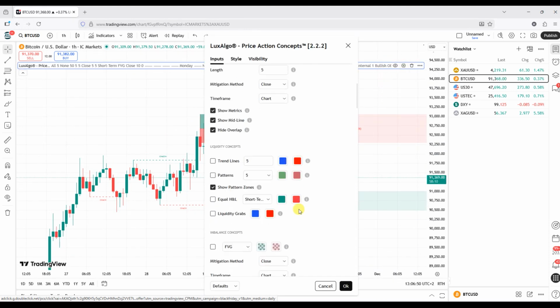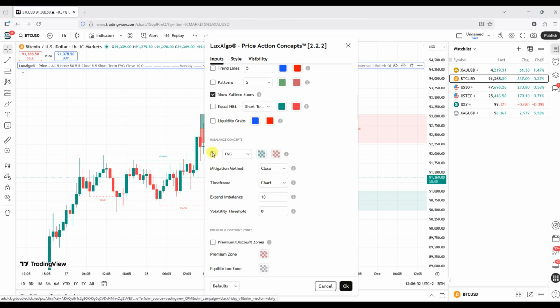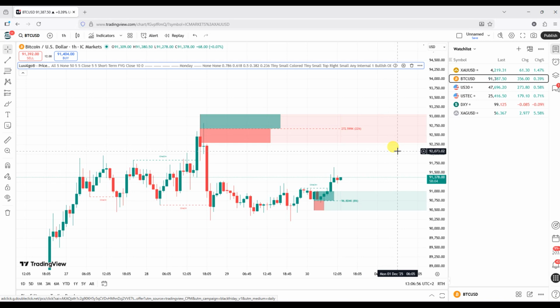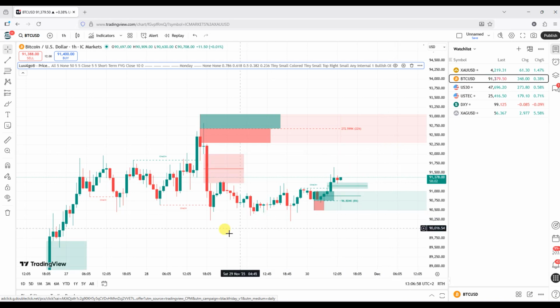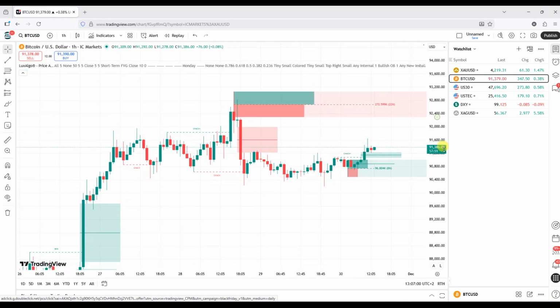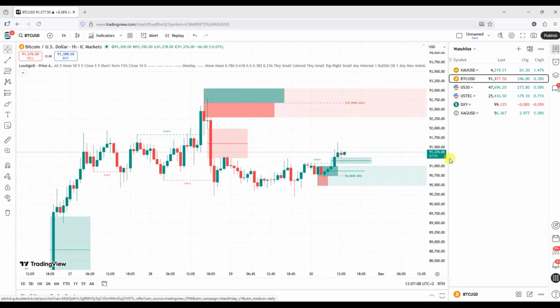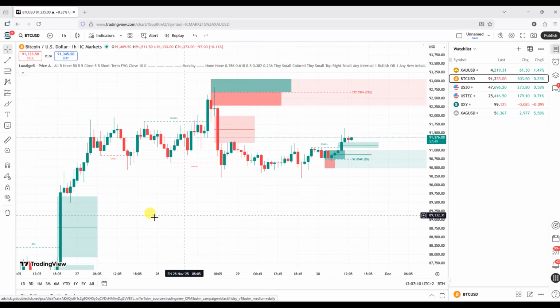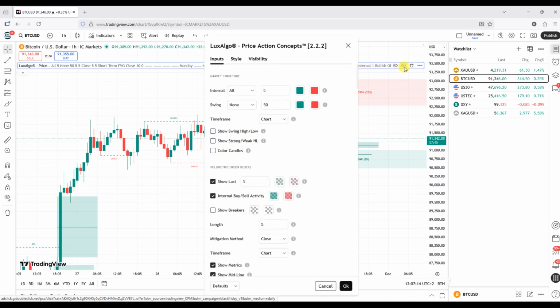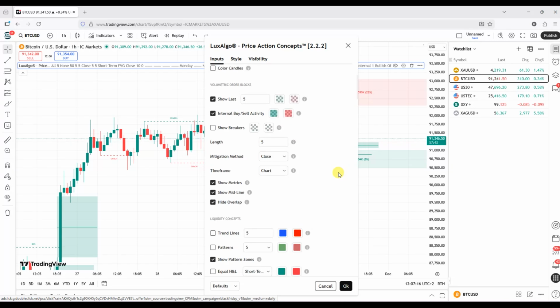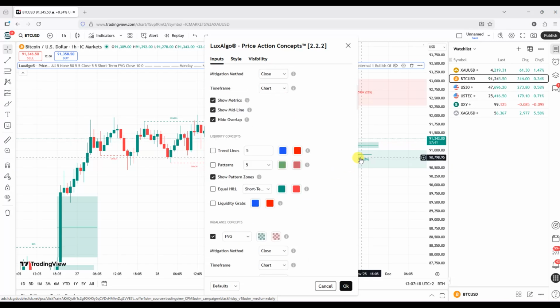Let's go here and let's only select the fair value gaps. Here you go. So these zones are the fair value gaps. You see this? Whenever the market comes here, it's going to respect it like an order block. So these are the fair value gaps. It has everything in it, and it's highly used by traders.